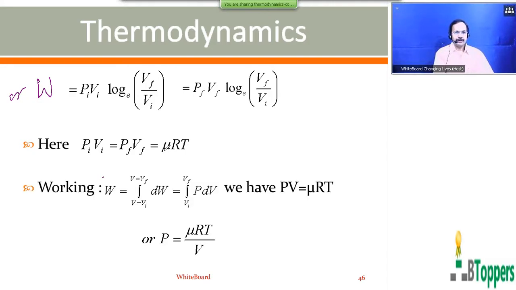Now look at here, I am giving the working, that is the proof for this result. W equal to integral dW with lower limit V equal to VI, upper limit V equal to VF. dW can be written as P dV. We have PV equal to nRT, or P equal to nRT by V. Those who are writing the notes, please take a pause and finish writing the notes up to this step, so that I will show you the continuation to this in my next slide.